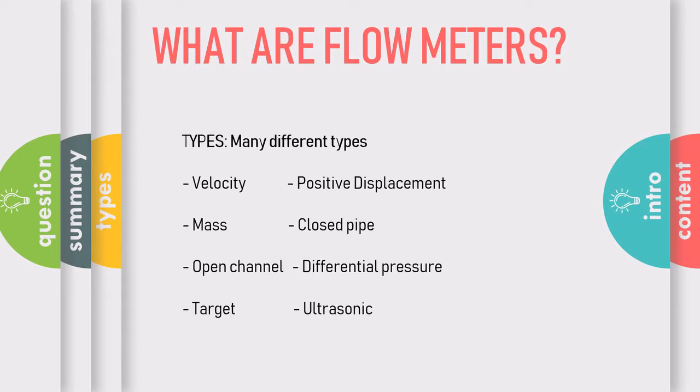There are many different types of flow meters. To list a few, there are velocity, positive displacement, mass, closed pipe, open channel, differential pressure, target, and ultrasonic. In the following slides, we will be elaborating more on a few of these flow meters.